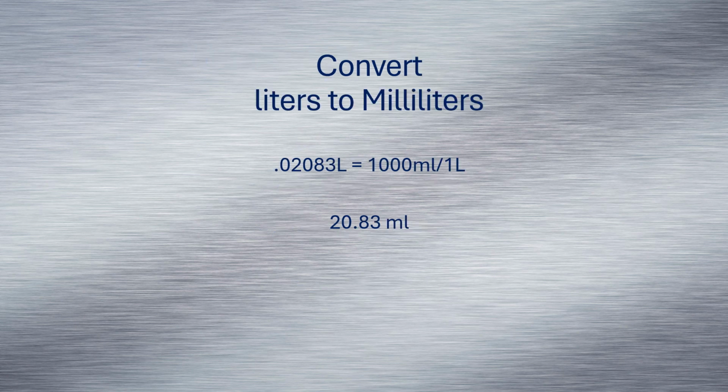Now that we've solved for the initial volume in liters, we just need to convert it into milliliters so it's easier to measure. We'll use the conversion factor: 1 liter equals 1,000 milliliters. So we take 0.0208 liters and multiply by 1,000. That gives us 20.83 milliliters, which we can round to about 21 milliliters of the stock solution.